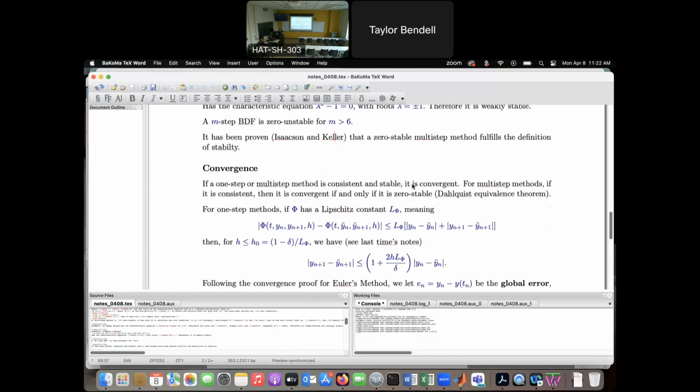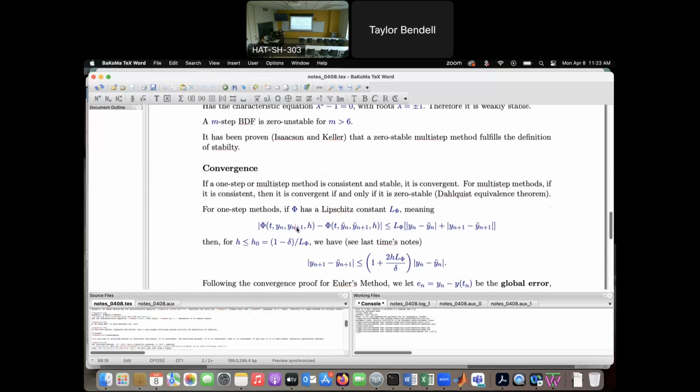then it is convergent. There's a theorem called the Dahlquist equivalence theorem. Dahlquist proved a lot of useful theorems regarding multi-step methods. So it's a slightly different statement. If you have a consistent multi-step method, then it is convergent if and only if it is zero-stable. So we have a partial converse in that case.